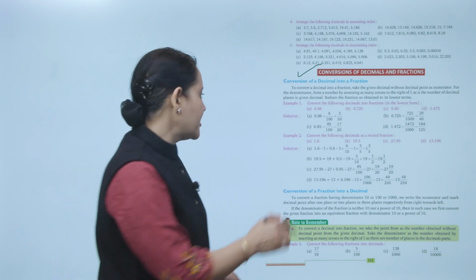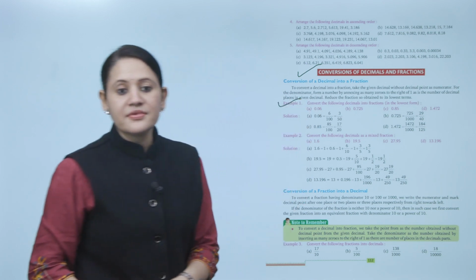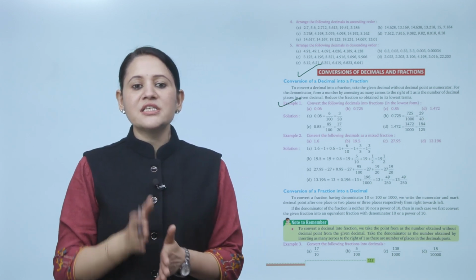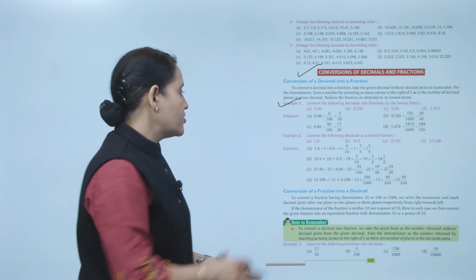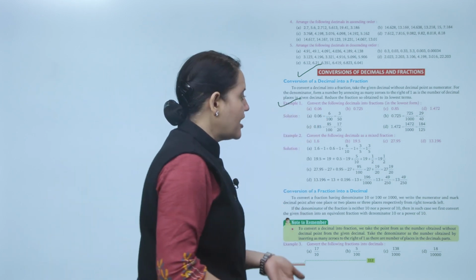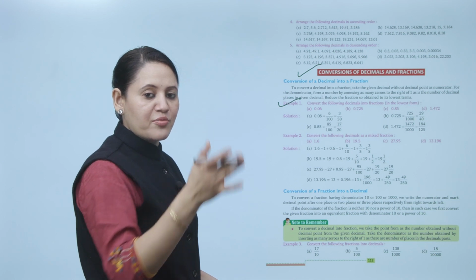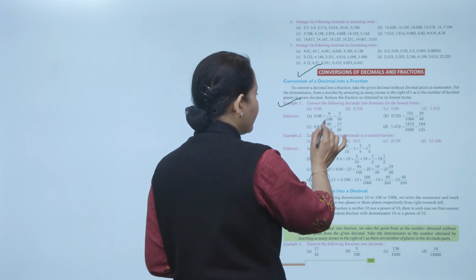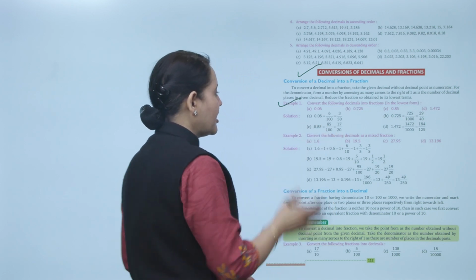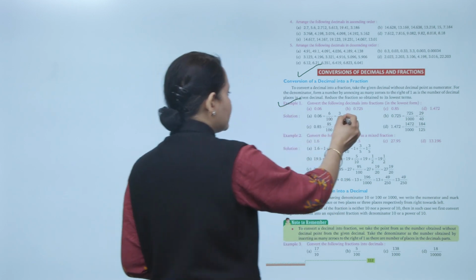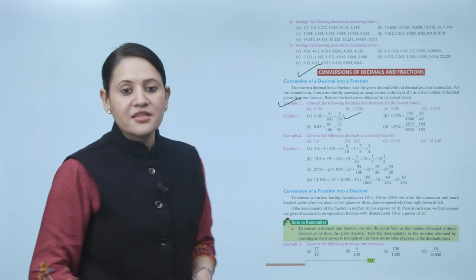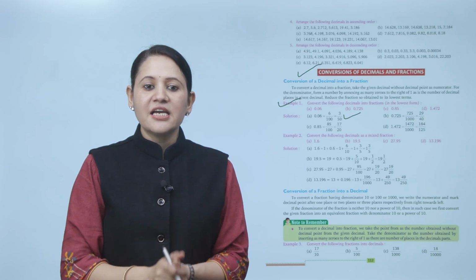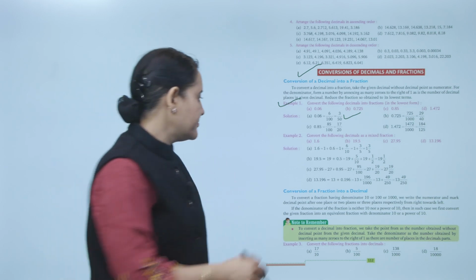So, let's understand with the help of an example. Convert the following decimal into a fraction in the lowest form. First one is 0.06. Here in this number after the decimal there are 2 digits. So, first we will remove the decimal, and it has 2 digits, so after 1 in the denominator we will put 2 zeros. Clear? Now we'll convert into lowest form, that is 3/50. This is how we can convert a decimal into a fraction. Clear?